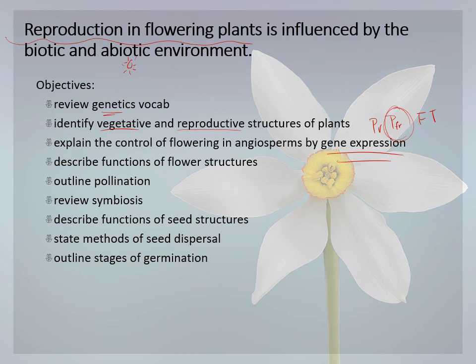And then we end up with some beautiful flower structures. We talked about the petals and the anthers and the stamens and the sticky stigmas, the styles, the ovaries, the ovules. Pollination is that transfer of pollen from anther to stigma. It is an example of symbiosis. We talked about different functions of seed structures. Make sure that you can draw a seed.